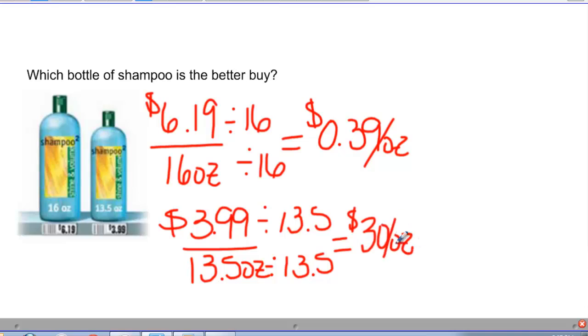So in this case, the smaller bottle is actually cheaper. Not $30, better put that decimal point in there. It is actually 30 cents per ounce, whereas the larger bottle costs 39 cents per ounce. So I would be better off buying the smaller bottle or two of the smaller bottle or whatever I wanted to do because it's actually cheaper.